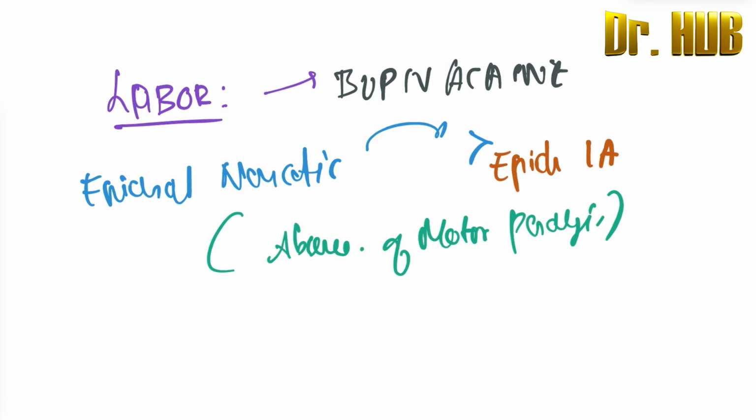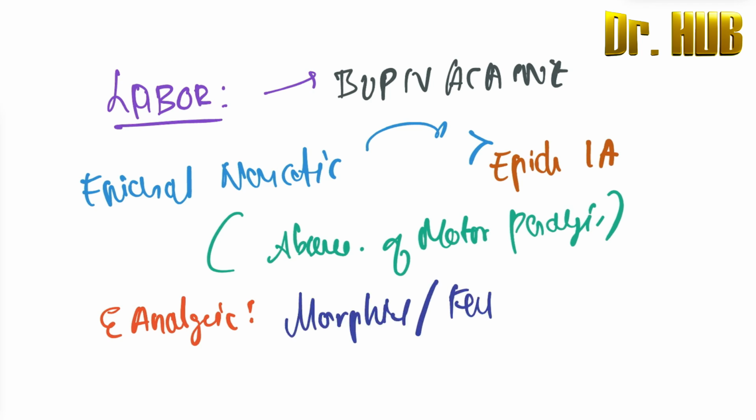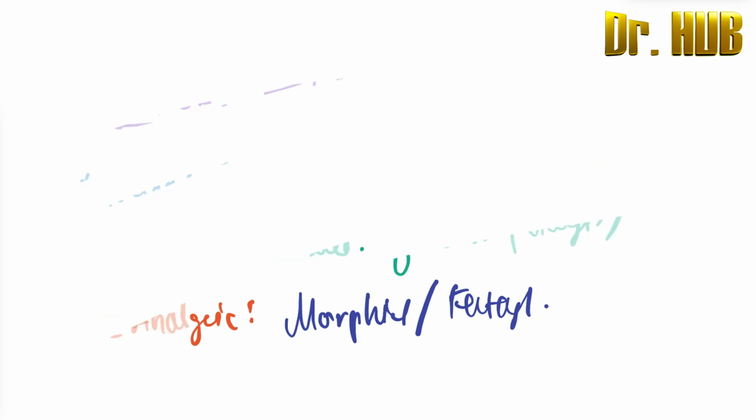Next, what are the drugs used in epidural analgesia? The drugs used are morphine and fentanyl. So you administer morphine as well as fentanyl.